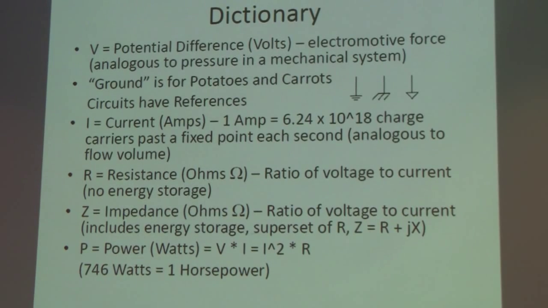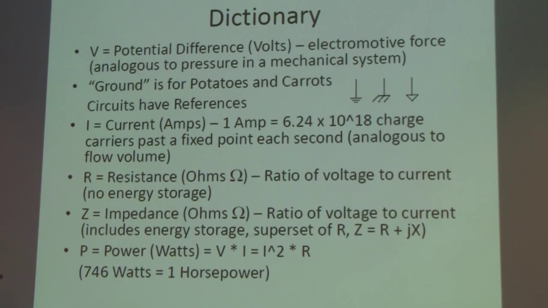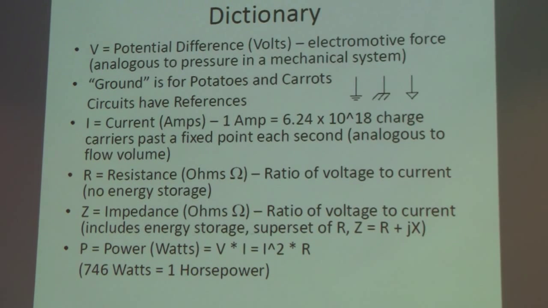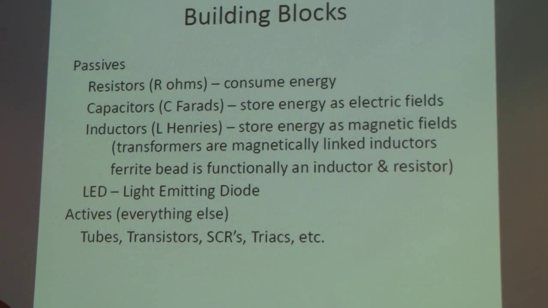And finally, this is just for mechanical guys. 746 electrical watts equals 1 horsepower. So if you're doing motors, motors typically are quoted in horsepower. This is the conversion factor. So with that, you guys are now experts, and I'm going to go home.